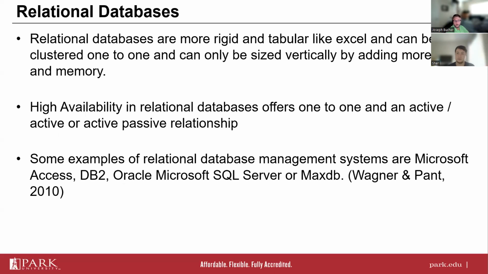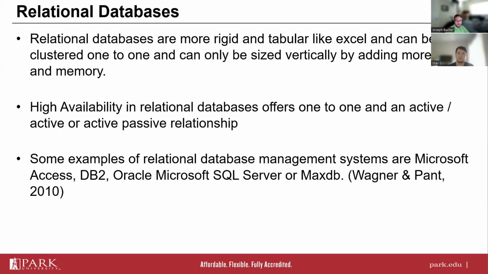Relational databases are more of a rigid and tabular style, like Excel. They can be clustered one-to-one and can really only be sized more vertically by adding more CPU, memory, and disk space. They cannot go past a one-to-one relationship. Most databases that you find in big organizations run that way. They either have a single instance running to service that specific database need, or they are clustered across different locations for high availability, but they are limited in how big they can grow.